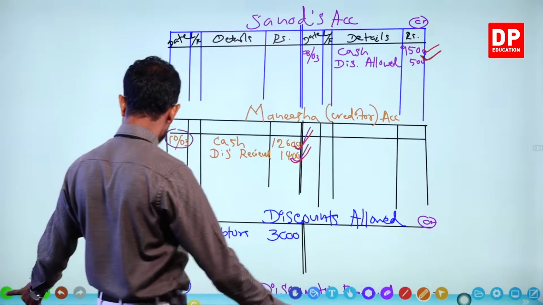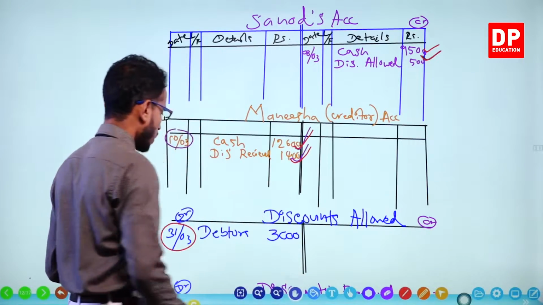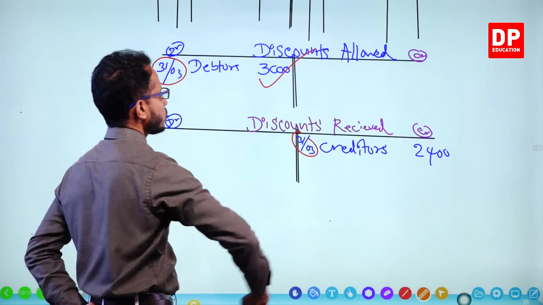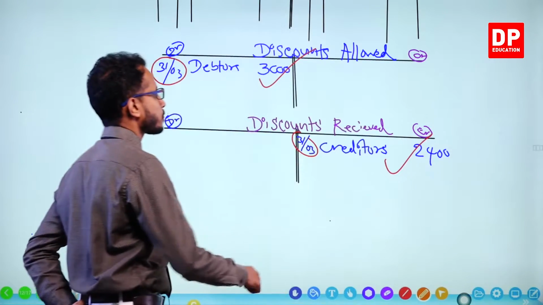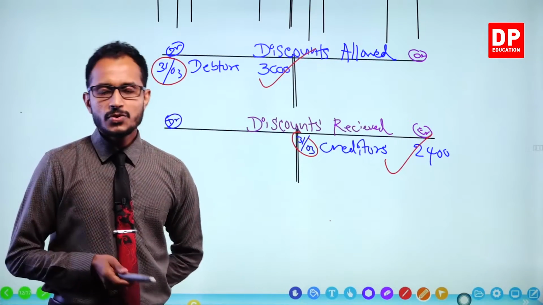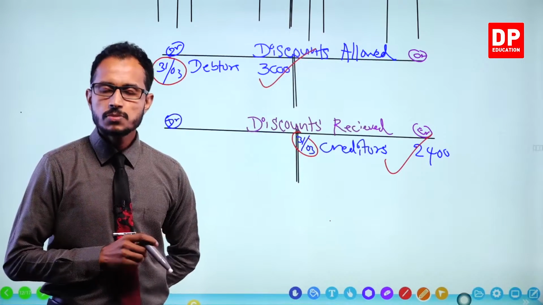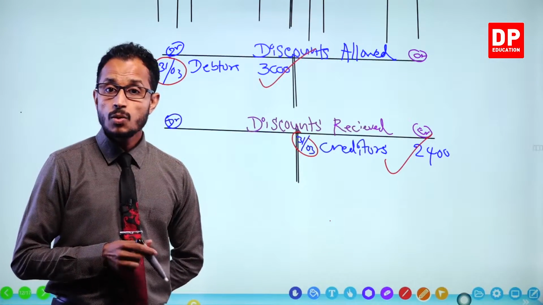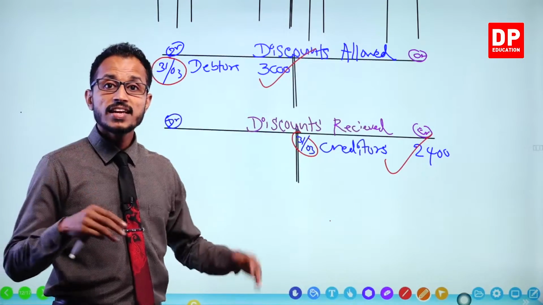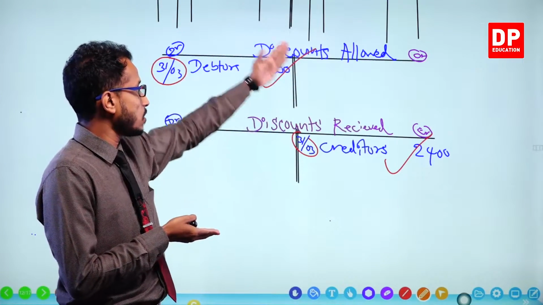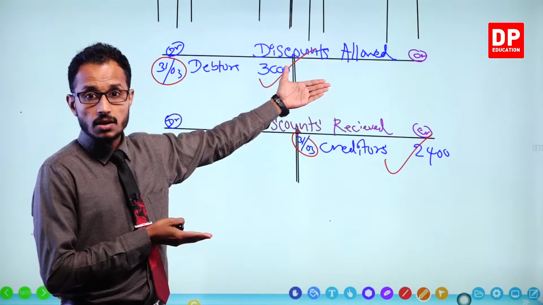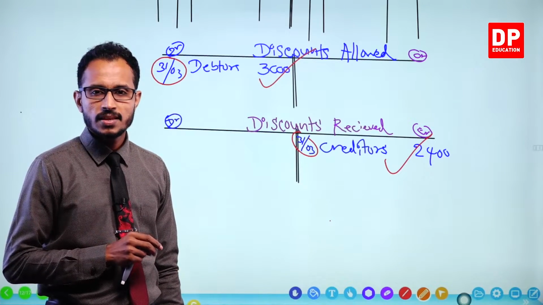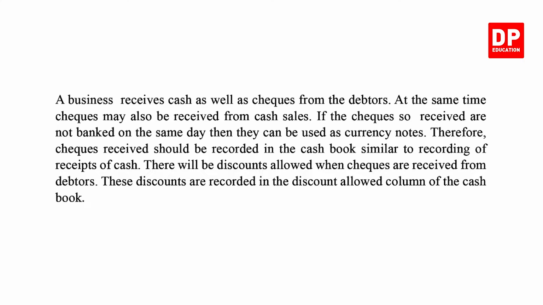And the discounts allowed account and discounts received account. That's how you record the discounts, cash discounts, discounts allowed and discounts received in the cash book with the double entries. And finally, at the end of the month, transfer the total discounts to the relevant discounts allowed and discounts received accounts. Right, children? Let's see what we have next.